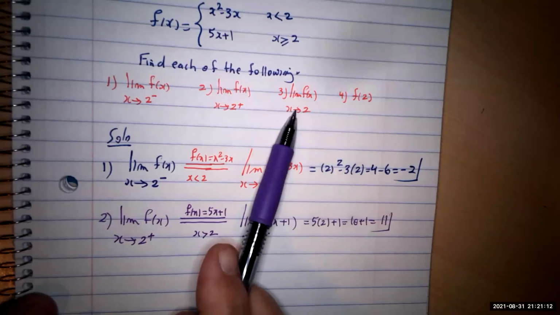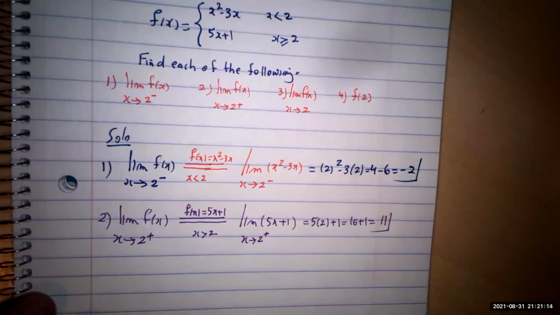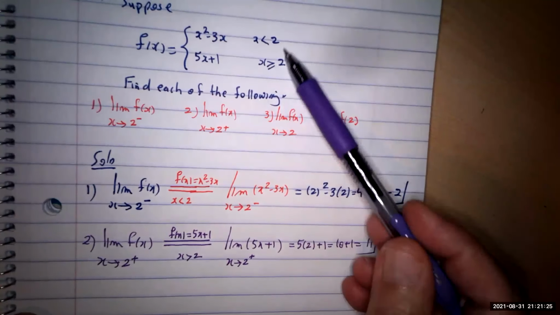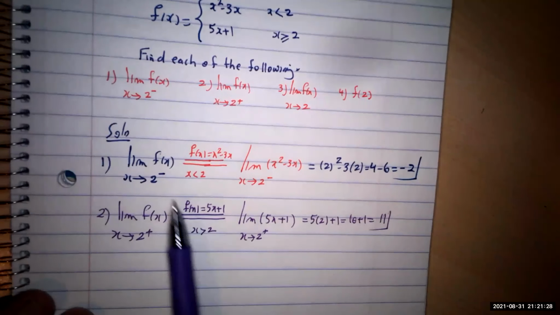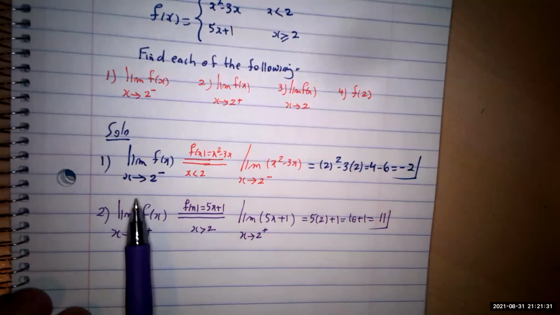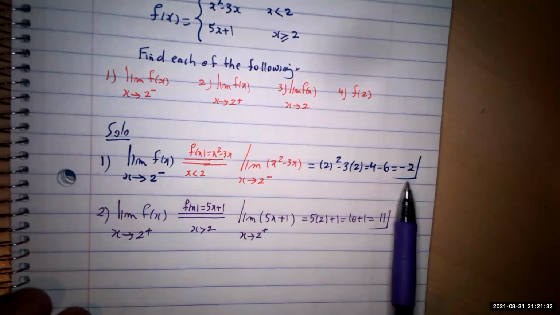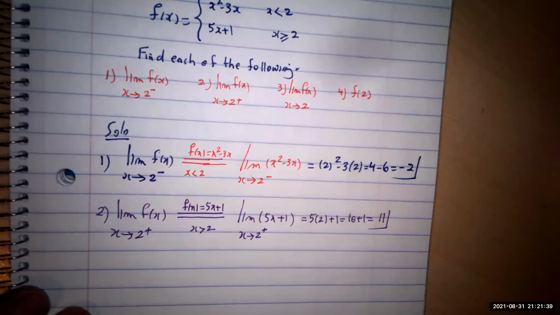What's the answer to this one now? Limit of f of x when x goes to 2. You see, the 2 is the partition point. So you have to check the right and the left limit that you have. The left limit is negative 2. The right limit is 11. So what does it mean? It does not exist, because the right and the left limits are not the same. They are different.